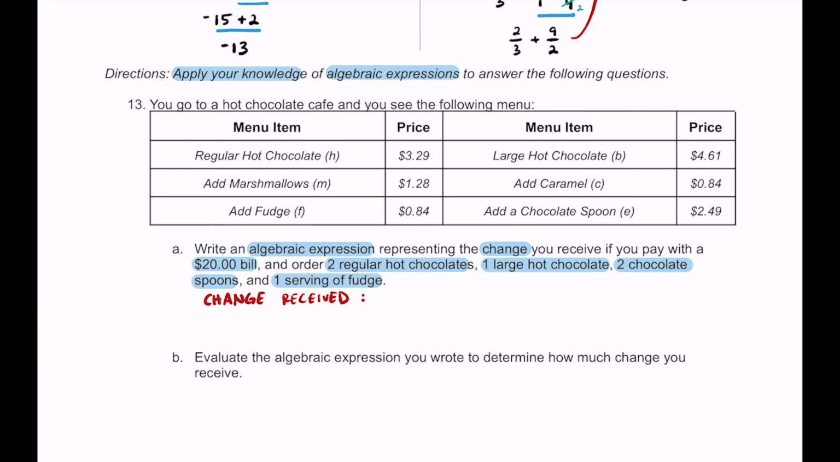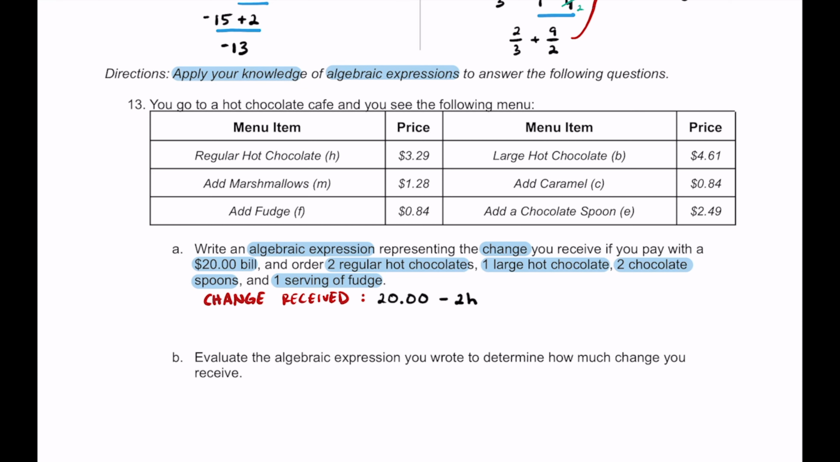Well, you're going to pay with the $20 bill, so let's start with that first. That's going to be $20, and then we're going to subtract what you are buying. It looks like you are buying 2 regular hot chocolates. We're going to call those H, and we're buying 2 of them. So for an algebraic expression, we're just going to say minus 2H.